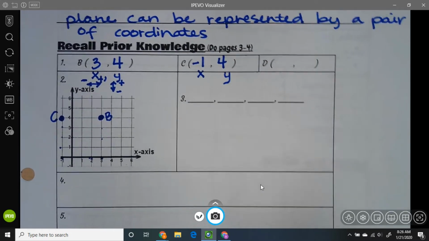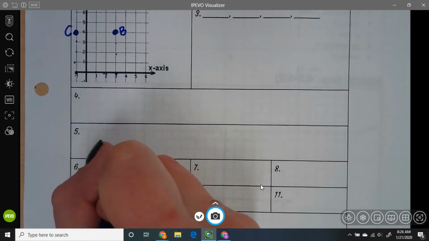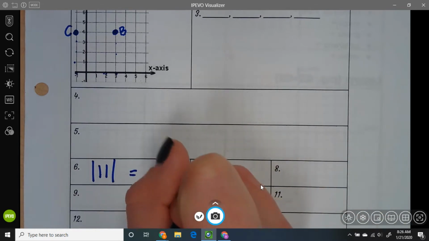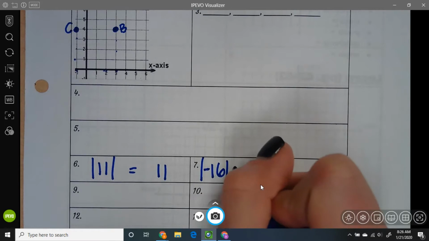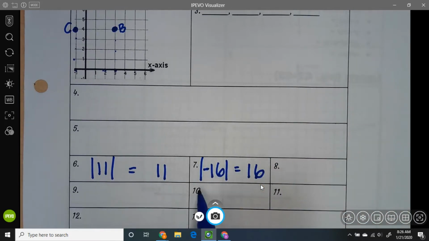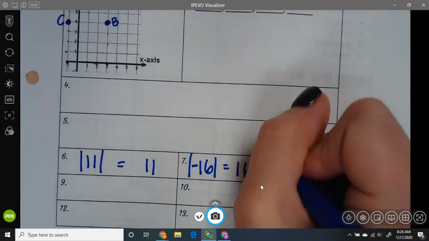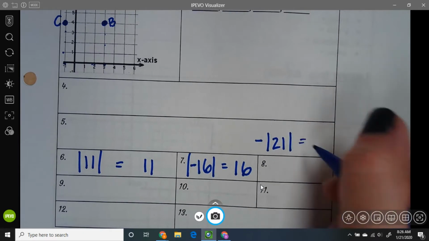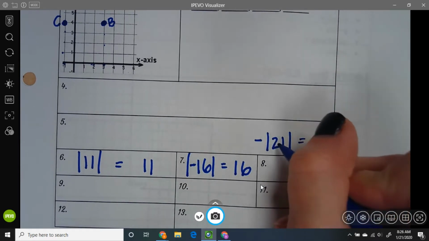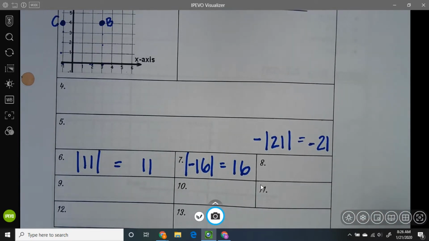Okay, and then if you look at number 6, we're just remembering the absolute value of 11 is equal to 11, and the absolute value of -16 is equal to 16. And if I had the negative sign on the outside of an absolute value, I'd find the absolute value first. So the absolute value of 21 is 21, and then I'd put the negative sign back on.